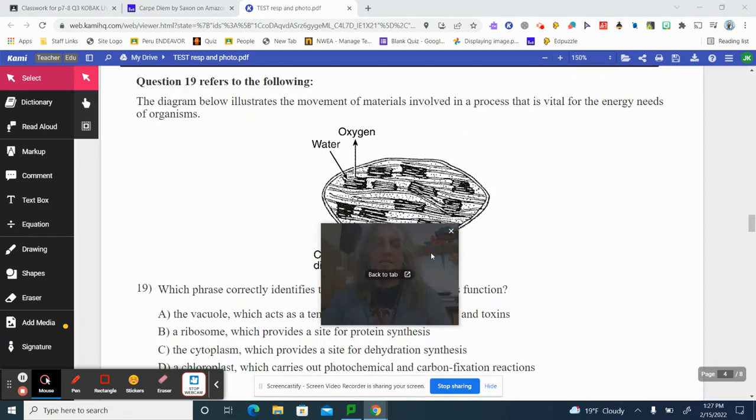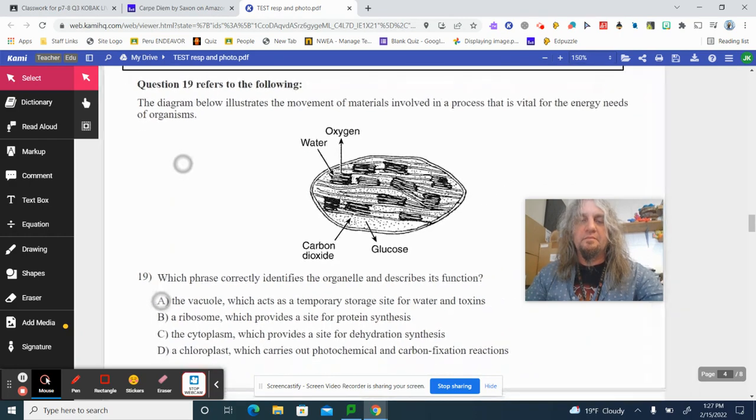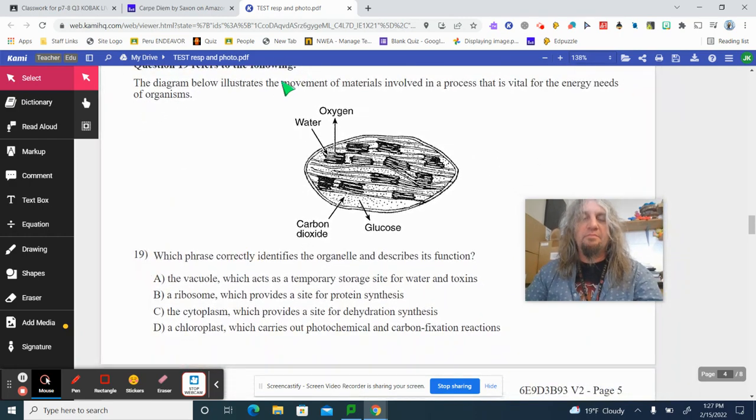Question 19. Question 19 refers to the following. The diagram below illustrates the movement of materials involved in a process that is vital for the energy needs of organisms. So here's an organelle, and water is going in, oxygen out, CO2 in, glucose out. Which phrase correctly identifies this organelle and best describes its function?